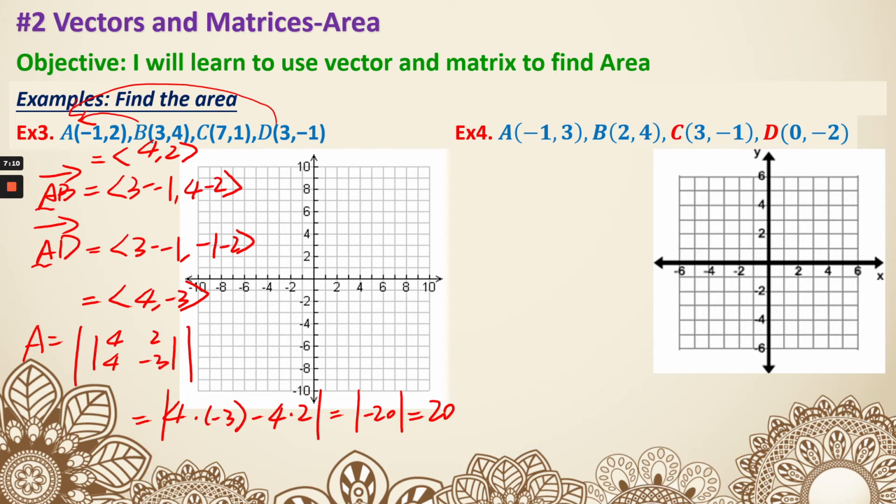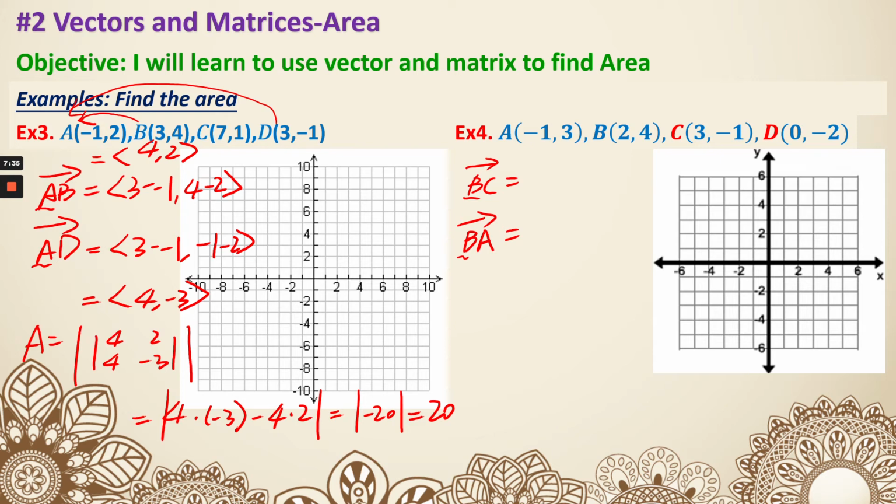That's example 3. Example 4, there may be a typo, so that should be point C as 3, -1, and D as 0, -2. I think the points were switched on your notes. So this time, let's choose a different point. Let's say we're starting with B. Then you're going to need to find BC and BA. Again, starting from the same point, indicating they are adjacent sides, adjacent vectors.